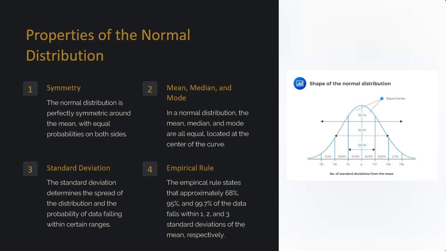Properties of the normal distribution. Symmetry. The normal distribution is perfectly symmetric around the mean with equal probabilities on both sides. Mean, median, and mode. In the normal distribution, the mean, median, and mode are all equal, located at the center of the curve. Standard deviation. The standard deviation determines the spread of the distribution and the probability of data falling within certain ranges. Empirical rule. The empirical rule states that approximately 68%, 95%, and 99.7% of the data falls within 1, 2, and 3 standard deviations of the mean, respectively.